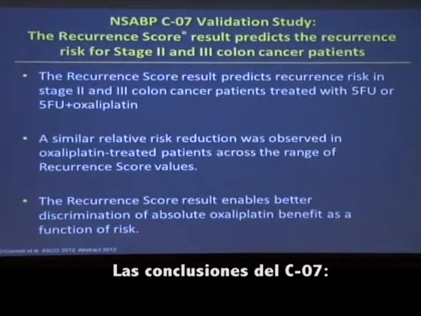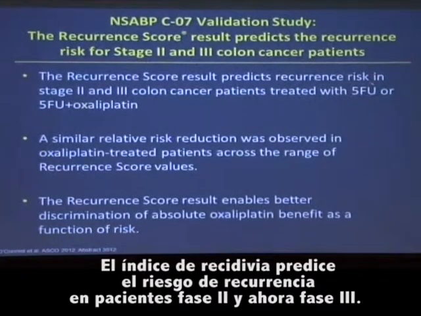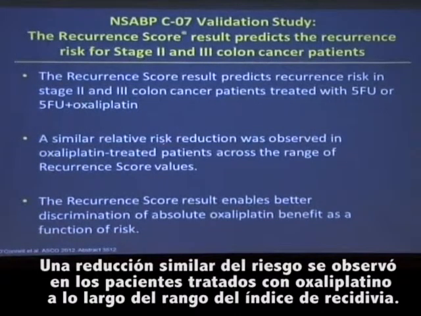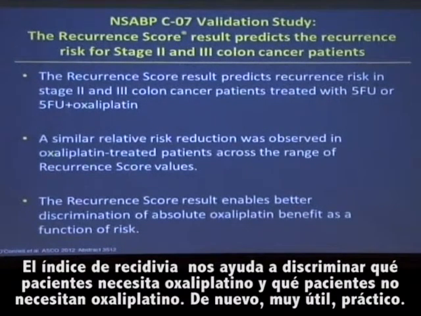The conclusions from the CO7. The recurrence score predicts recurrence risk in stage 2 and now stage 3 patients treated with not only 5-FU, but 5-FU oxaliplatin. Similar risk reduction observed in oxaliplatin-treated patients across the recurrence score range. And the recurrence score helps us discriminate which patients need oxaliplatin and which patients don't need oxaliplatin. Okay? So again, very helpful, practical.